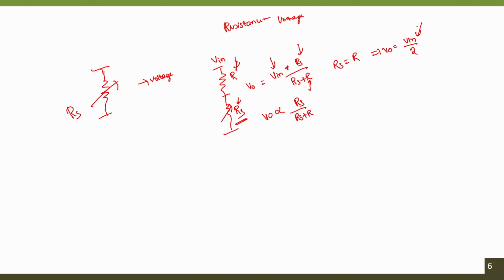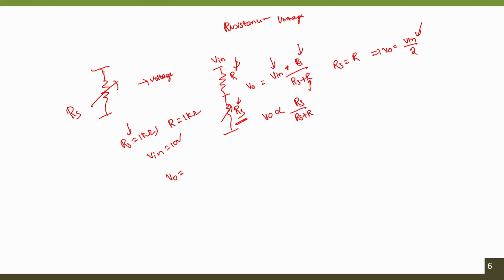So that means the total range will be half of your input voltage. That means half of the levels. For example, say my RS is 1 kilo ohm, where Vin is 10 volts. So V naught will always start from, see RS, when I say 1 kilo ohm, this is the base resistance offered by the sensor, which means any change that you observe will be with respect to 1 kilo.